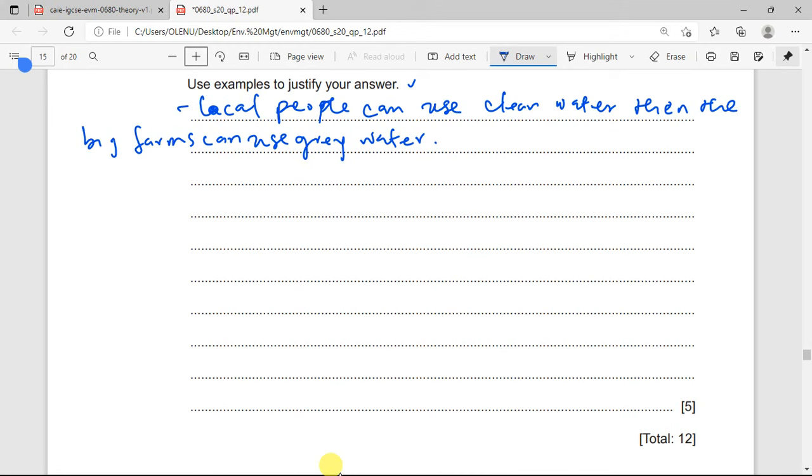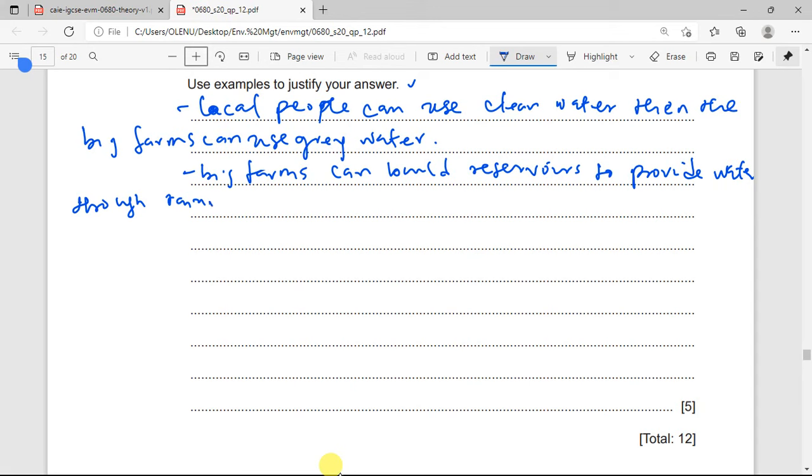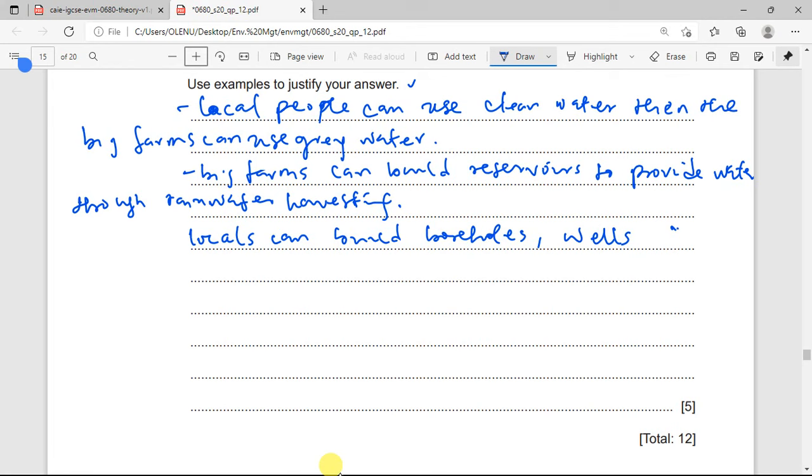Another thing is big farms can build reservoirs to provide water. It can be through rainwater harvesting, which will make water available for them to consume. The locals can build boreholes, they can also have local wells to provide water for their own consumption.